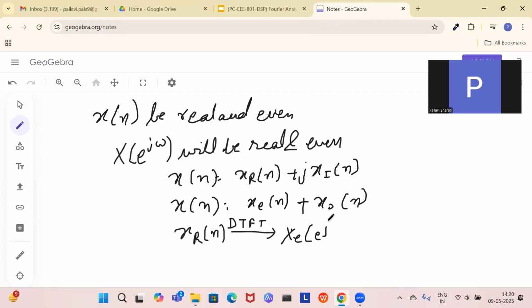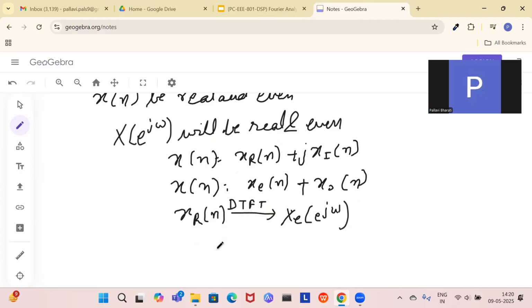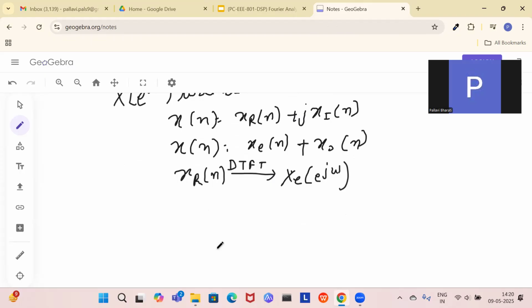X e to the power of j omega. And if you take the even part here, and take the DTFT of this portion, then what it is going to become is X_R e to the power j omega. So if you combine these two, it is real and even only. So this is the thing that they are asking you to prove.